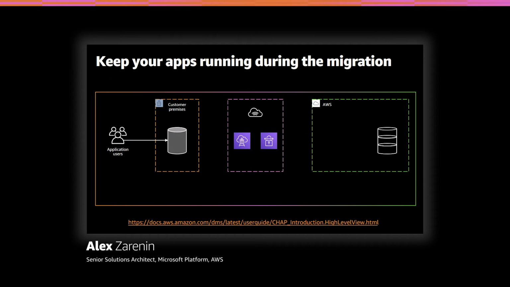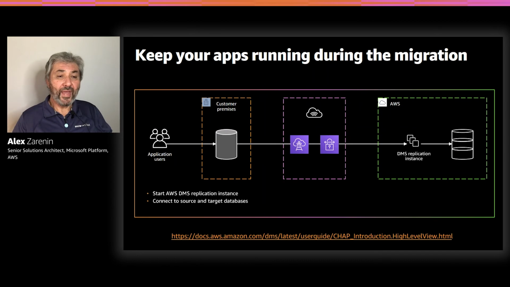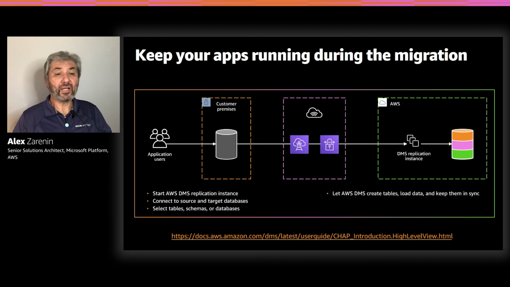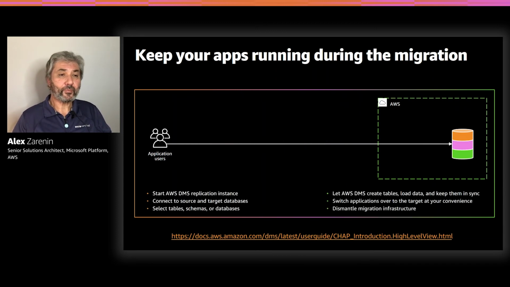The customer starts by launching a DMS instance in their AWS account. Then the customer provides database connection information to connect to both their on-premises and AWS database instances. Next, the customer will select which tables, schema, or databases they want to migrate, and DMS will load the data and keep it in sync on an ongoing basis. Finally, when you are ready to cut over, you simply change the application configuration to point to the new AWS database instead of the existing on-premises database.